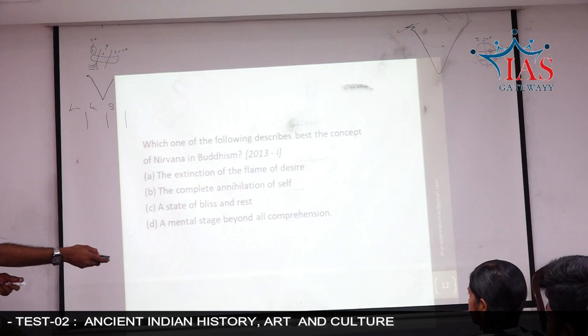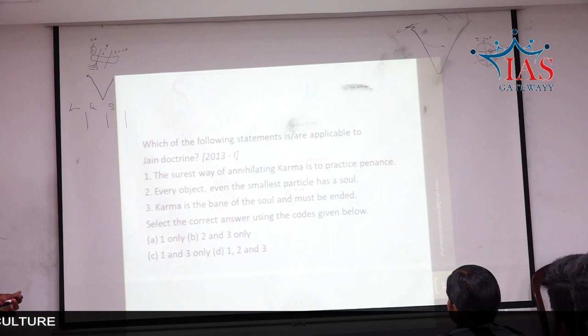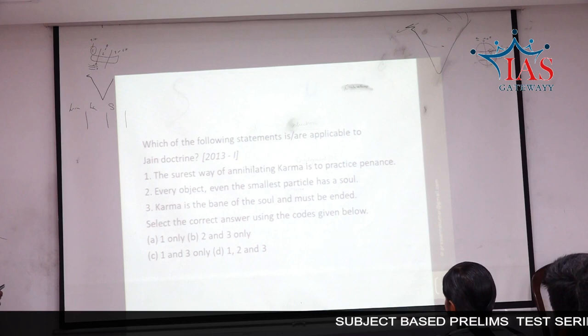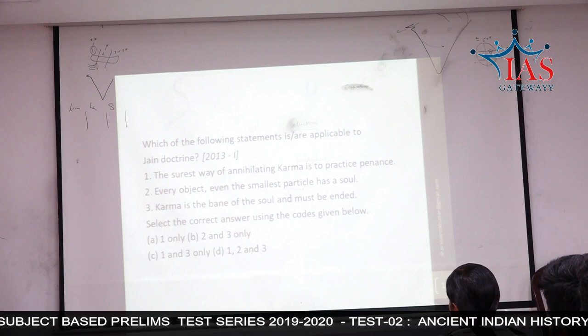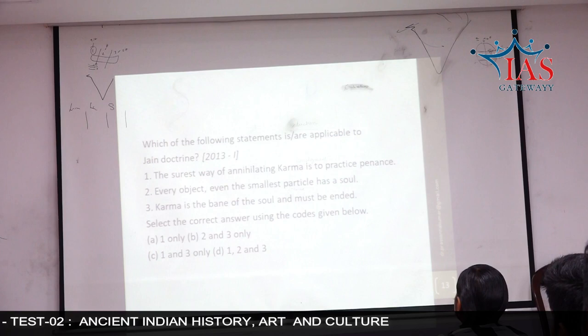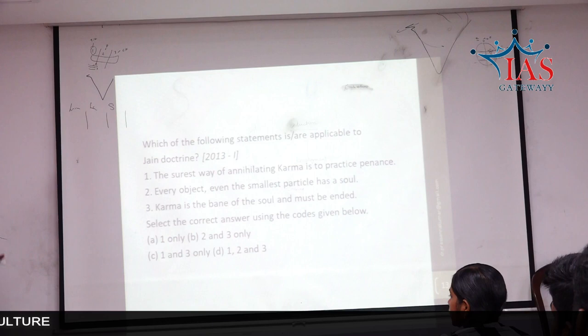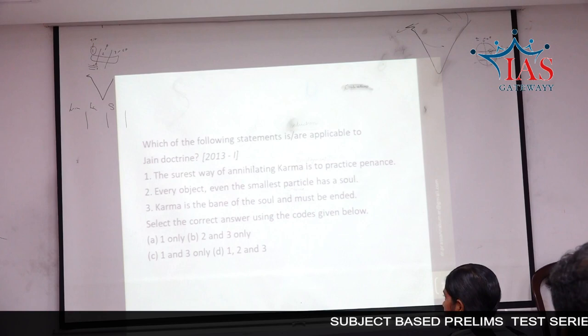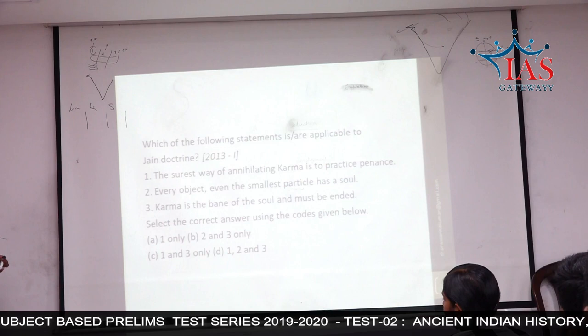Okay, which of the following statements are applicable to Jain doctrine? Okay, first, true or false? Attaining karma, surest way of annihilating karma is to practice penance. Penance in Jainism is the main philosophy, extreme path, penance. Every object, even the smallest particle, has a soul, everything has a soul. 1 and 2 are correct. So obviously what is the answer now? D is the answer, then 3 should also be correct. So that is how it is.